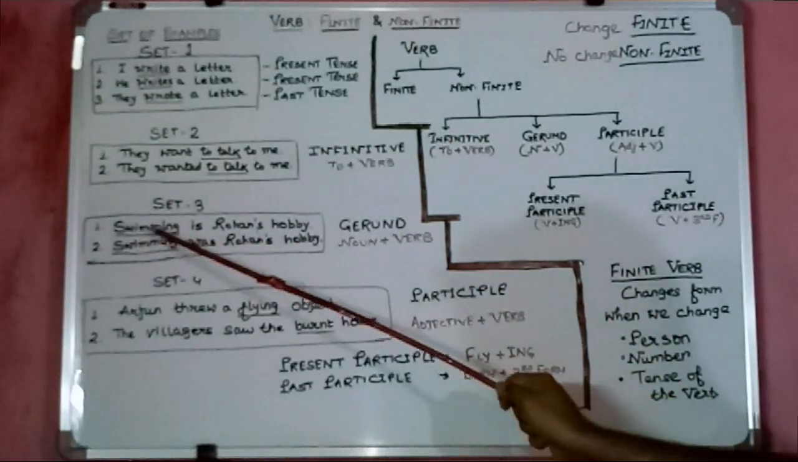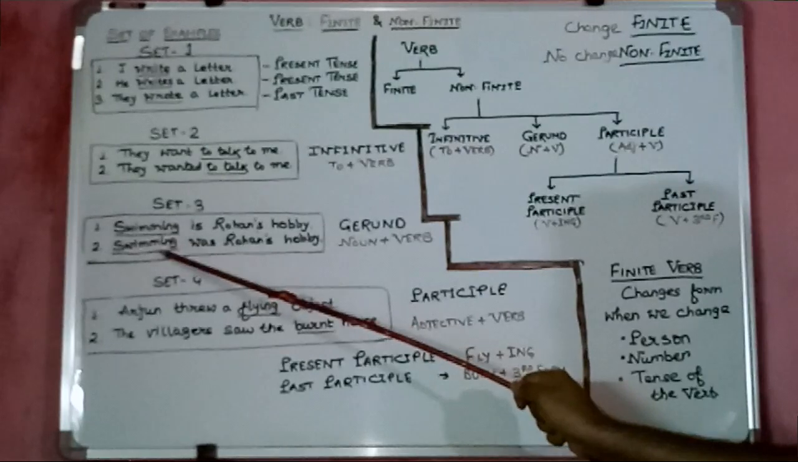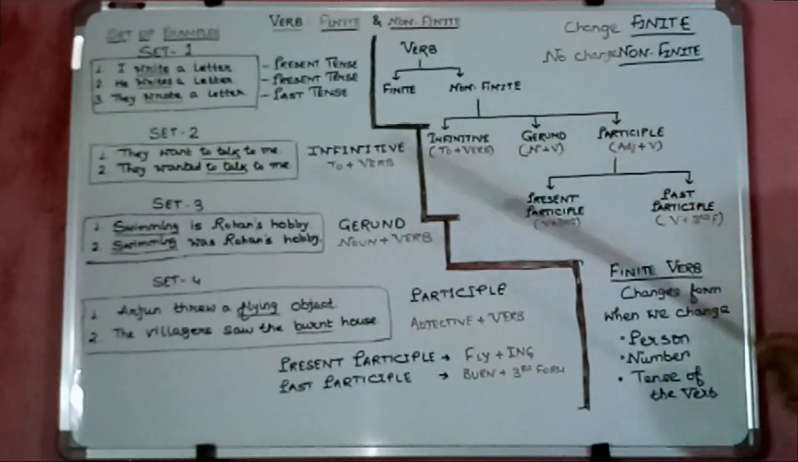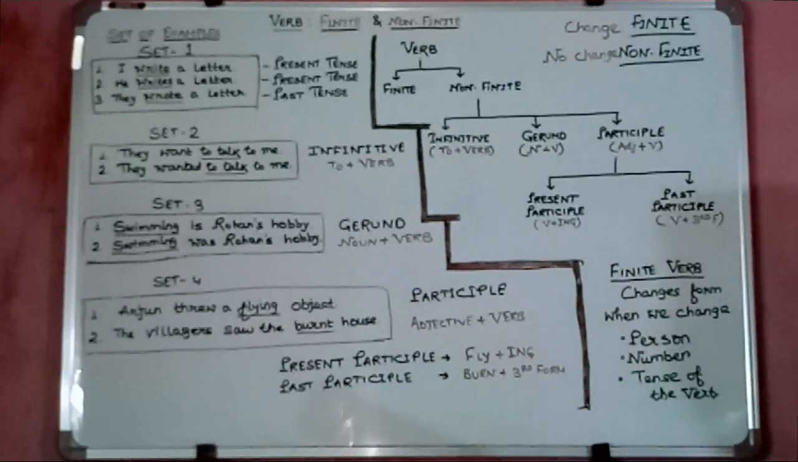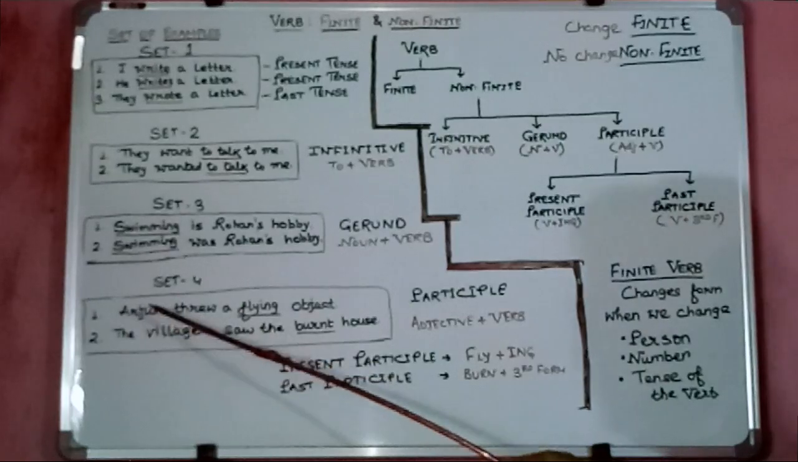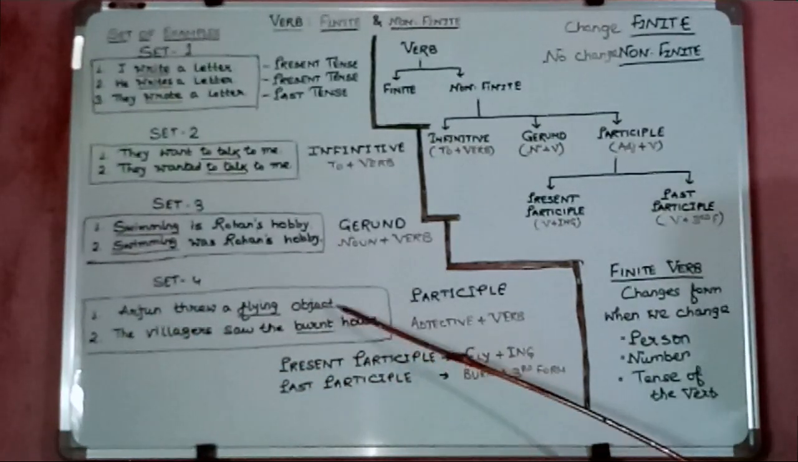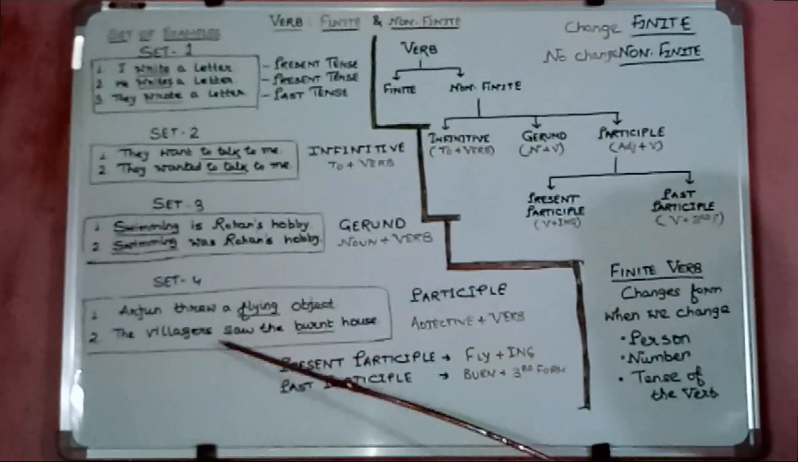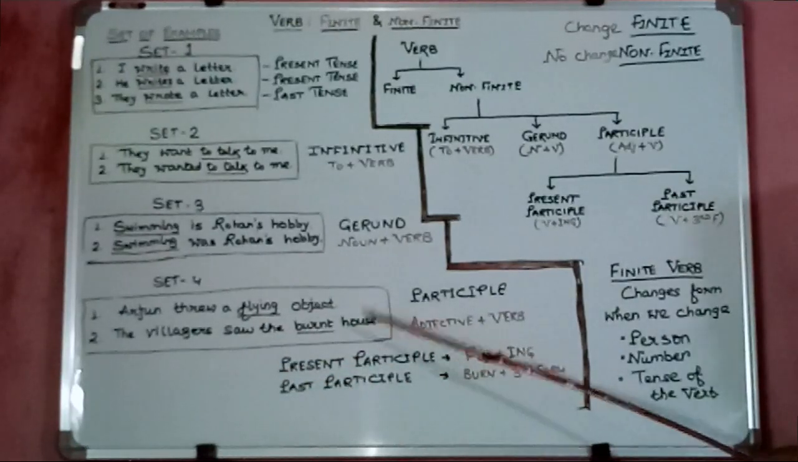And in this next sentence also you can see there is no change, as I have told, in a non-finite verb there will not be any change. Now look at the third set of non-finite verb examples. Arjun threw a flying object. The villagers saw the burned house.